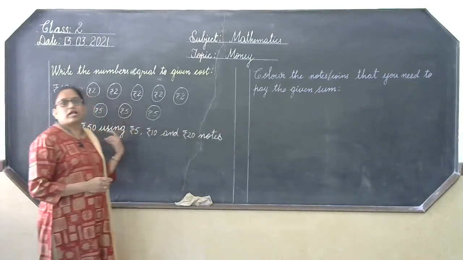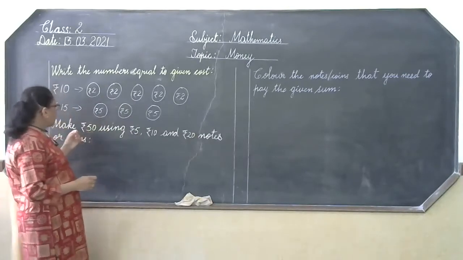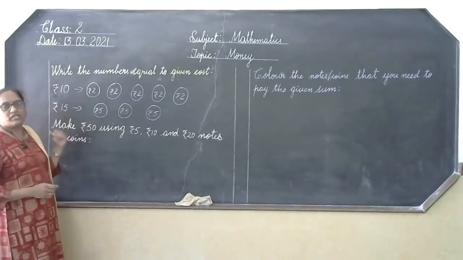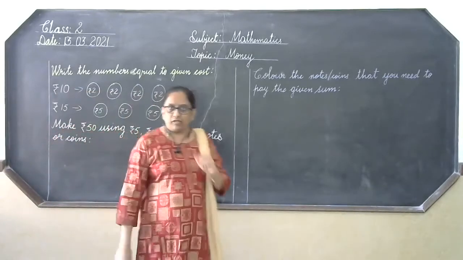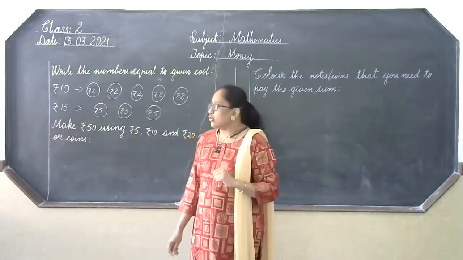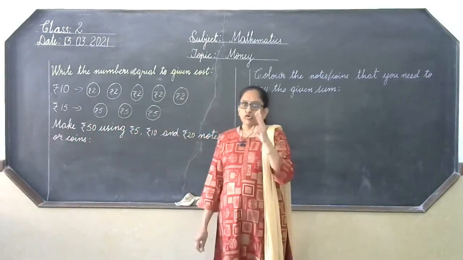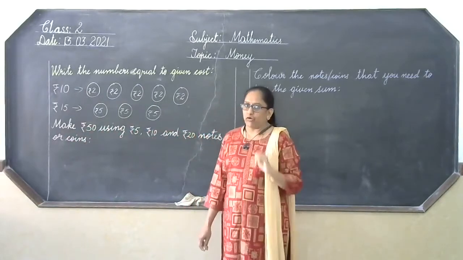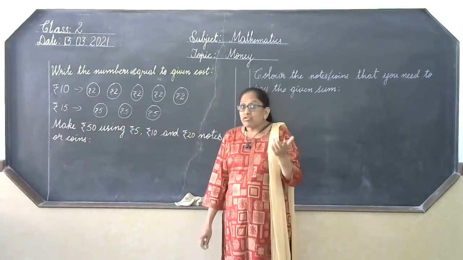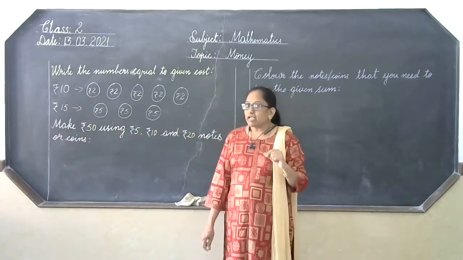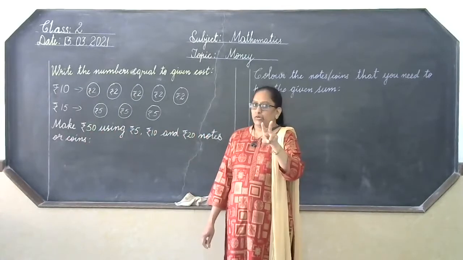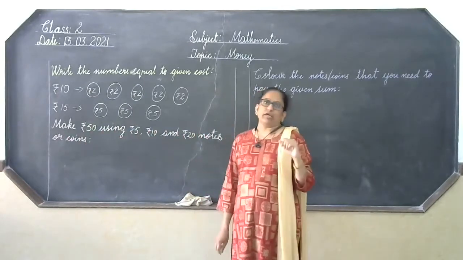Which are the options you can make? Tell me now. To make 50 rupees, which are the options? For example, first let me use 20 rupees. If you use two 20 rupees, it will become 40. When you use three 20 rupees, it will become 60. It won't become 50. So what can we do? Two 20 rupee notes and one 10 rupee note you can use.